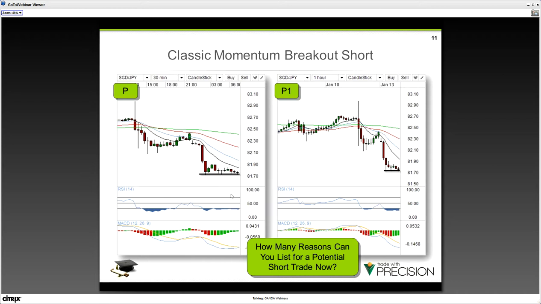Okay, so the content that we'll be learning in this series will help you to list out all the reasons for taking this short trade, the entry, the stop, and then how to estimate your profit targets based on this flat level setup.